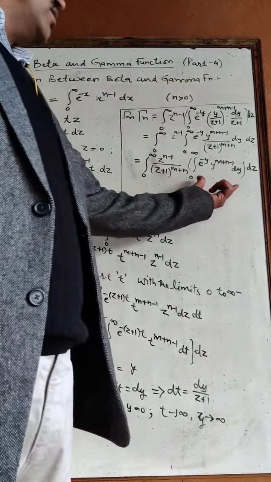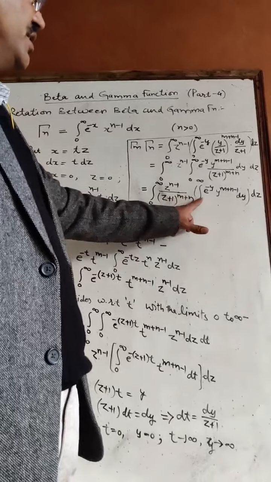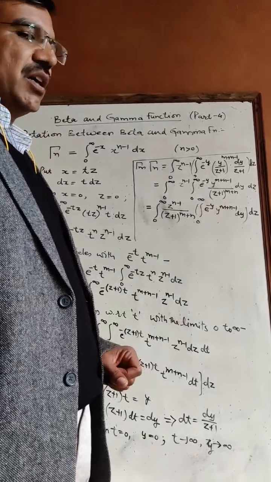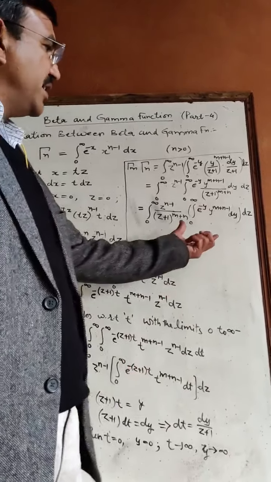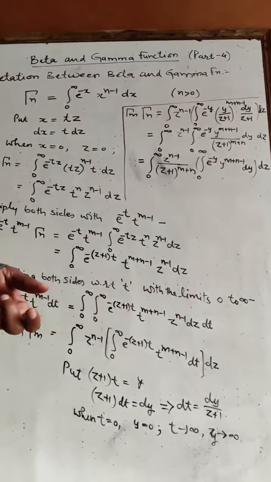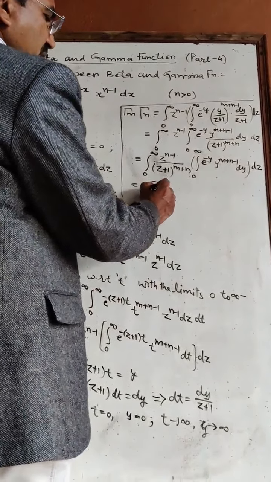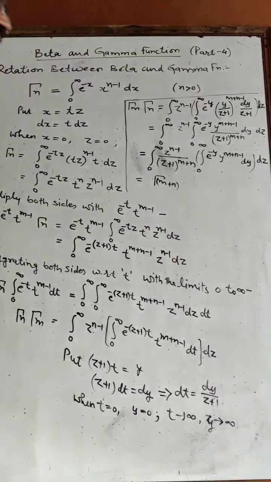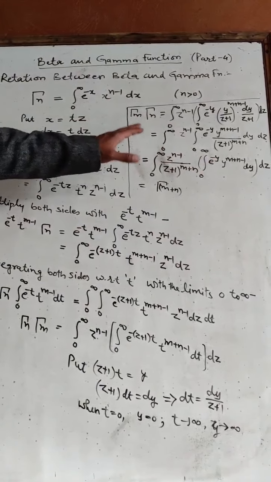Now look at this integral. It is the integral from 0 to infinity of e raised to the power minus y, y raised to the power m plus n minus 1 dy, and it can be written in the form of the gamma function directly from here. It would be equal to gamma of m plus n. Again, you can compare it with the definition of the gamma function.